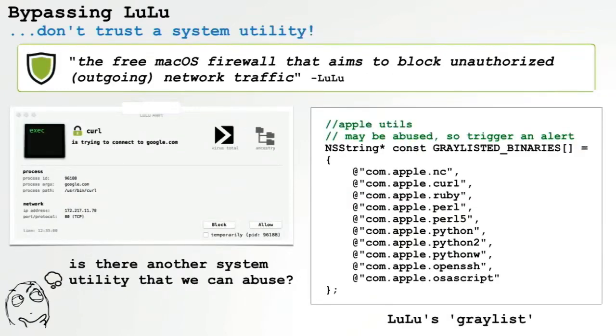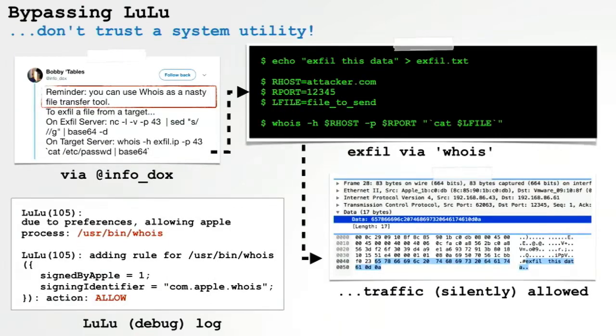Now on to Lulu. As Lulu is open source, turns out it's really not that hard to find a bypass. By default, Lulu trusts Apple signed binaries, although it has a gray list of Apple signed binaries that perhaps could be utilized by malware to perform malicious network actions, for example, curl and netcat. So the question is, can we find an Apple signed system binary that can allow us to do nefarious network actions, but that is not on the gray list? The answer is, of course, yes.